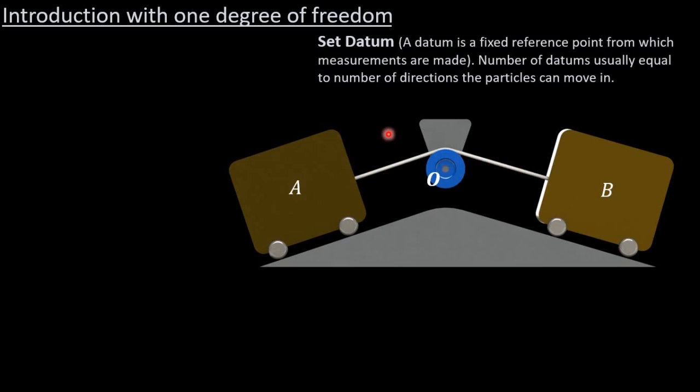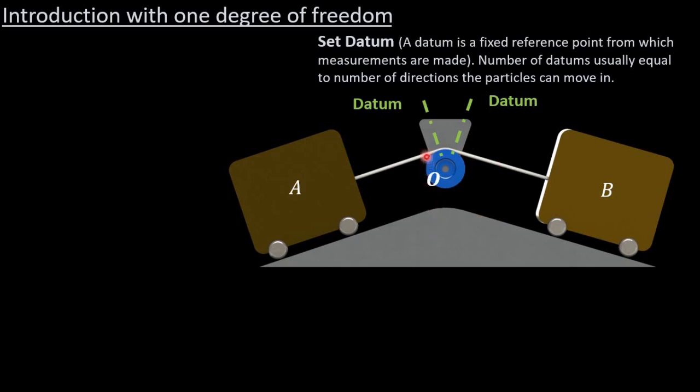So the first thing we generally want to do in pulley systems is set something called a datum. A datum is a fixed reference point from which measurements are made. The number of datums is usually equal to the number of directions the particles can move in. If you look here, there are 2 particles and 2 directions. For particle A, the direction it can move is up and down this ramp, and for particle B, it can move up and down this ramp. So these are the datums we would set here.